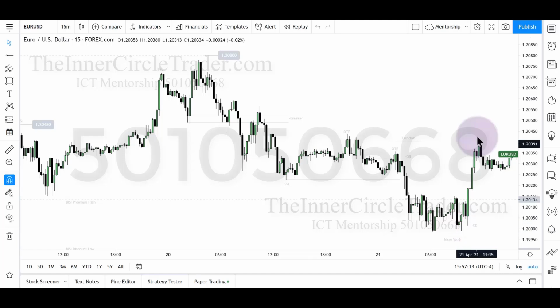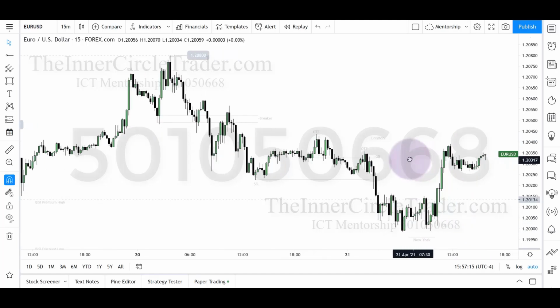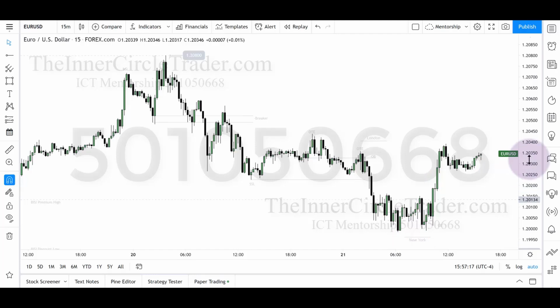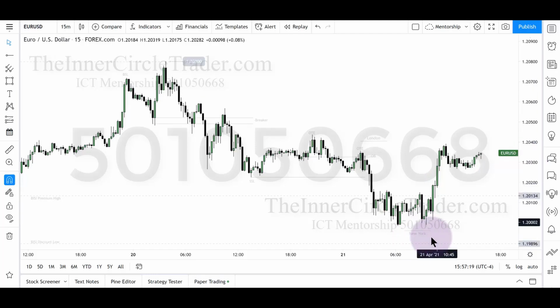And then we had this reaction here, which again, I like that. I like the fact that we did not completely close in that imbalance. So I want to see it continue higher and lower on the dollar. Let's go over to cable now.